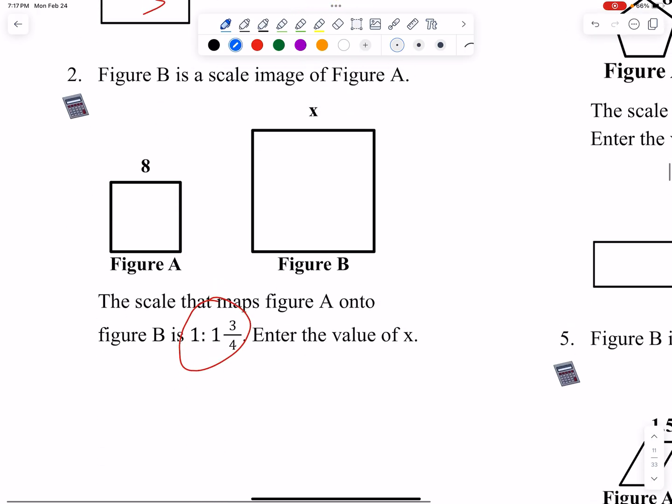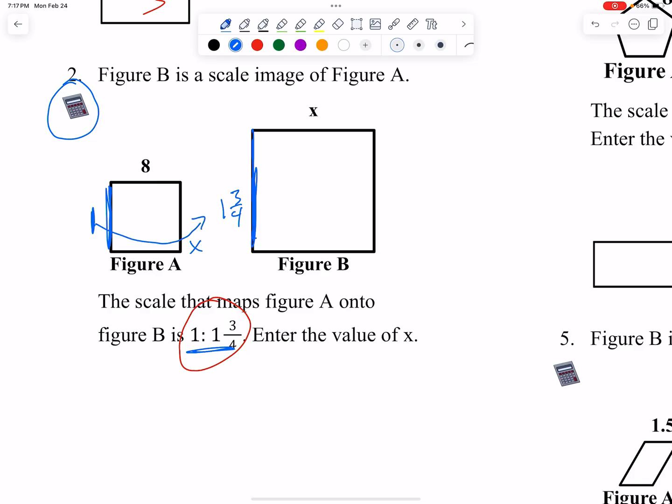Oh, here it is again. And this one, yay, calculator, so this will be awesome. Same idea: if this was a 1 on the left side, the corresponding side on this left side would be 1 3/4. So how did I get from here to here? I multiply by 1 3/4. So how do I go from left to right to get from 8 to x? I'm going to multiply by 1 3/4.